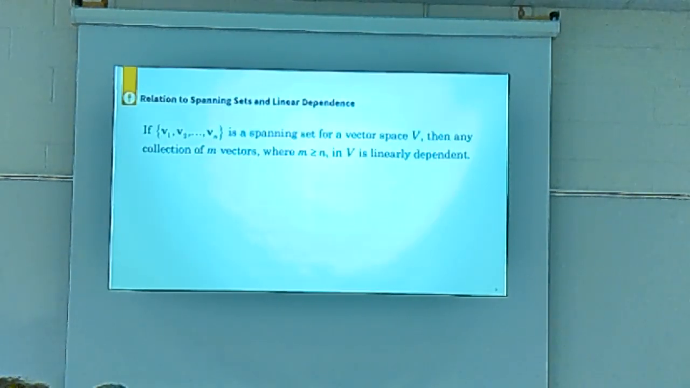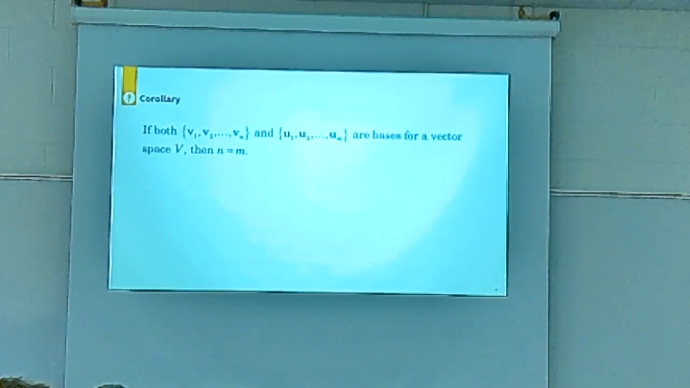As a corollary, if both of these sets, v1, v2, ..., vn and u1, u2, ..., um, are bases for a vector space V, then m equals n. Any basis for a given vector space has to contain the same number of vectors.